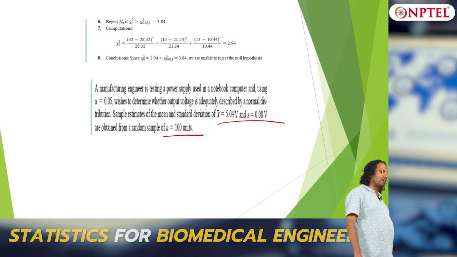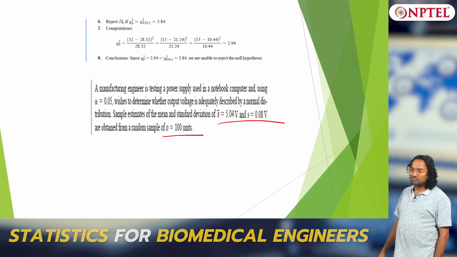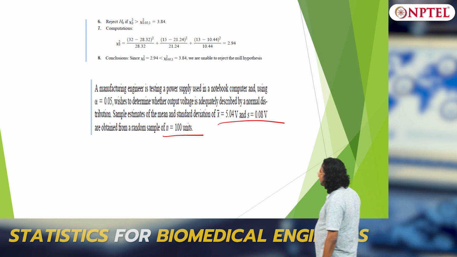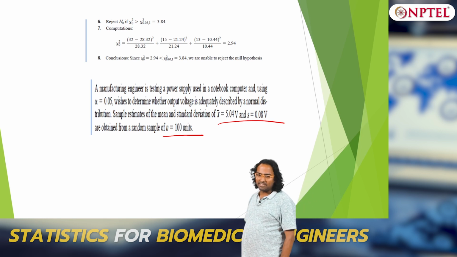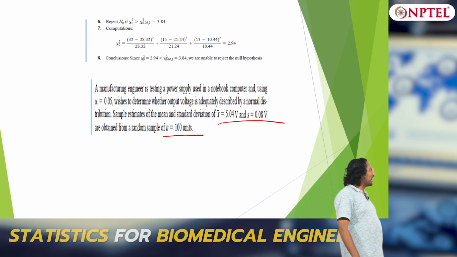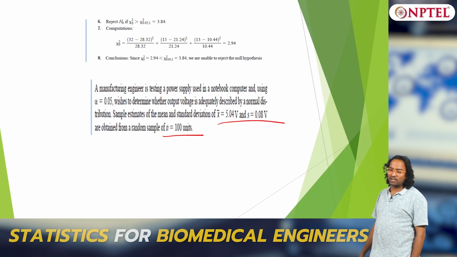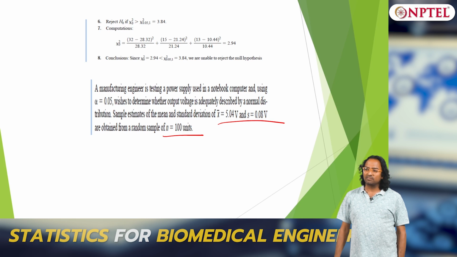Now, how do you test this hypothesis? That is all the statement is. How do you go about doing this? I have given you x bar, standard deviation and n, and I am asking you whether the underlying distribution is normal or not with alpha equals 0.05, or 95% confidence. How do you go about doing it?